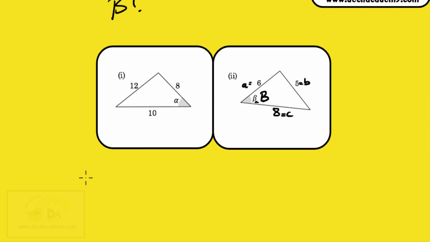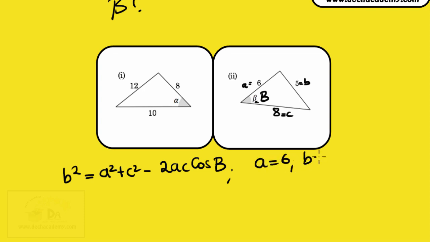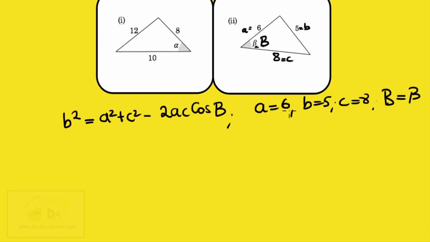And you know that from the cosine rule, we have an equation that says B squared is equal to A squared plus C squared minus 2AC cos B. So we're trying to find B. So what I'm saying now is that A is 6, small b is 5, small c is 8, and big B is beta. So all I've done is chosen the equation from the cosine rule which involves this angle beta, which is B here.